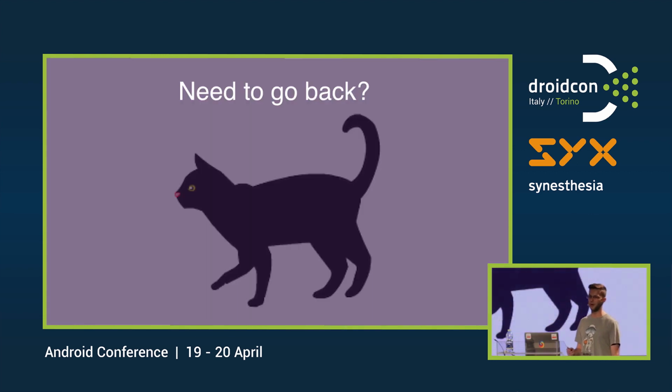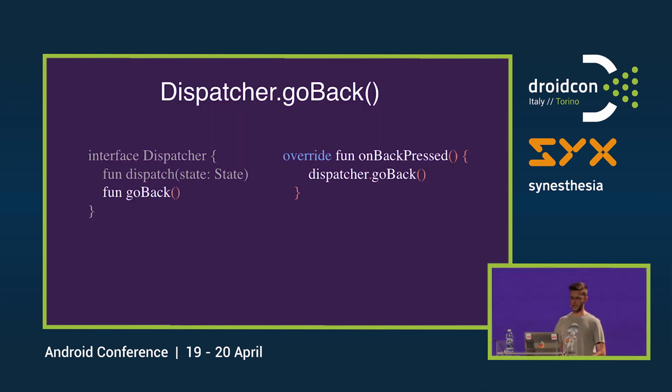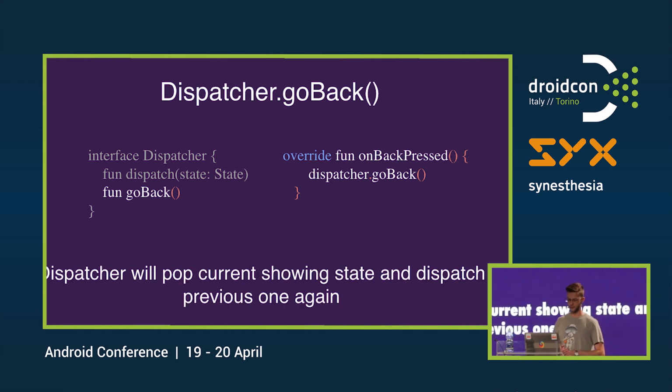But what happens when you need to go back? That's where we had that stack of states, and this is where we're going to leverage it. Our dispatcher can have an additional function, go back, which we can hook into from our activities on backpressed. When go back is executed, or when it is called, our dispatcher will pop the current state off our stack, pop the previous state off our stack, and it will redispatch that previous state. And now we'll be able to go back to the previous screen that we were on before this.